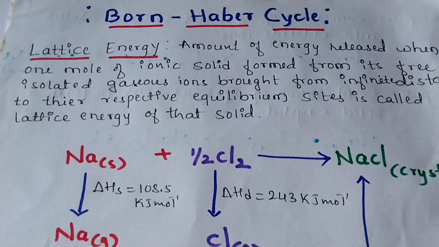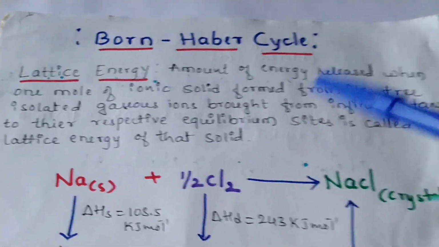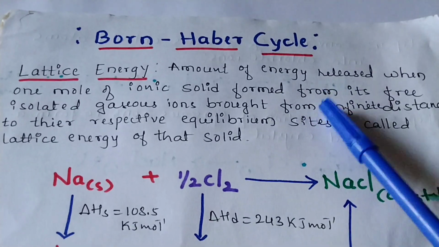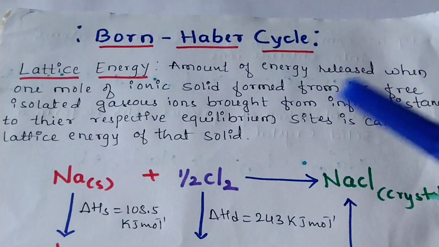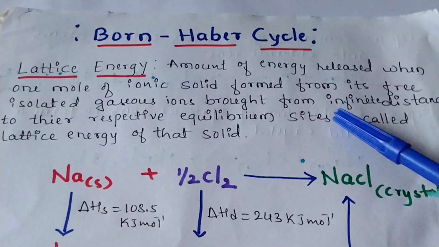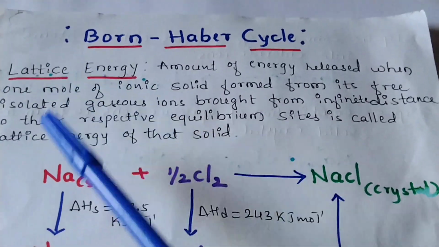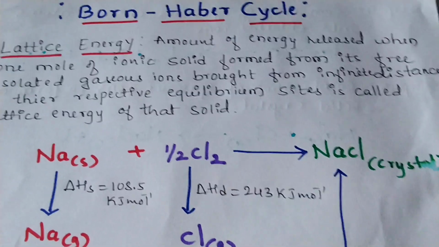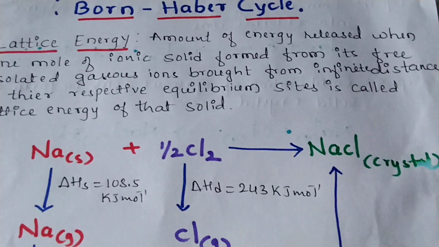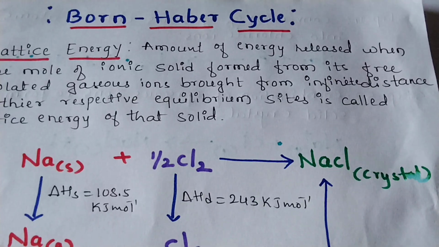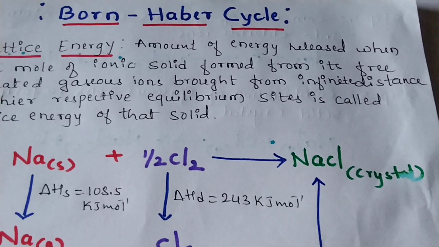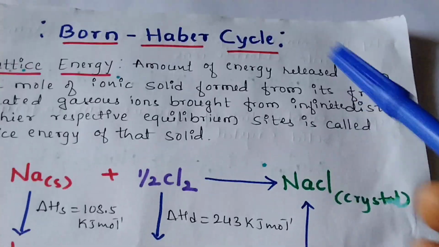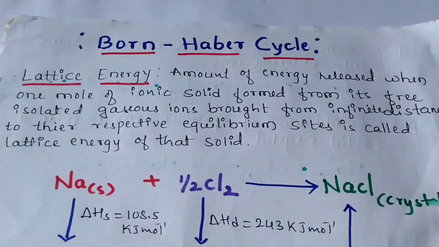Today I am going to discuss the Born-Haber cycle. The Born-Haber cycle is a thermodynamic cyclic process used to determine the lattice energy. We know that the direct experimental determination of lattice energy is not so easy, so it is determined with the help of an indirect method, the Born-Haber cycle.